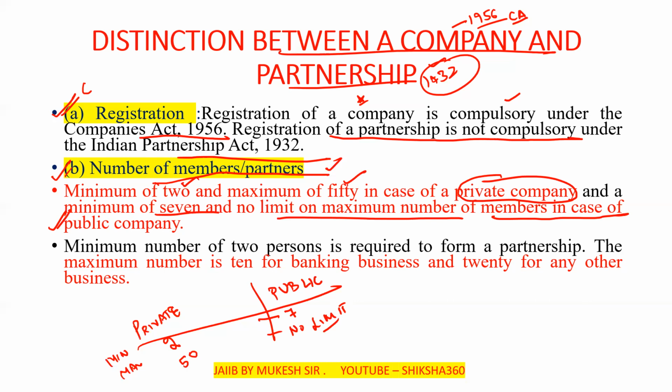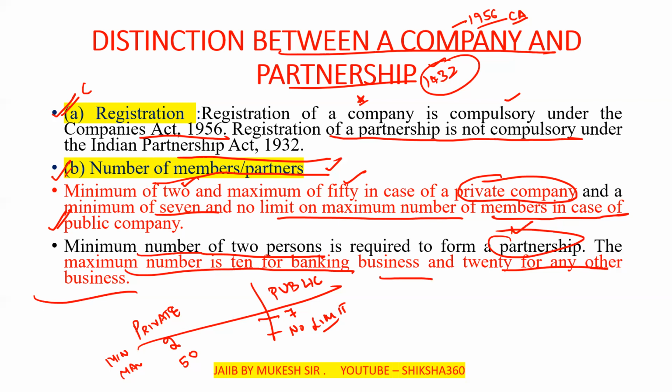That is the number of members or partners: a minimum of 2 and a maximum of 50 in a private company, and a minimum of 7 and no limit on the maximum number of members in a public company. Next, a minimum of 2 persons is required to form a partnership, and the maximum number is 10 for the banking business and 20 for any other business. So these are the important 1 mark questions from the examination point of view.